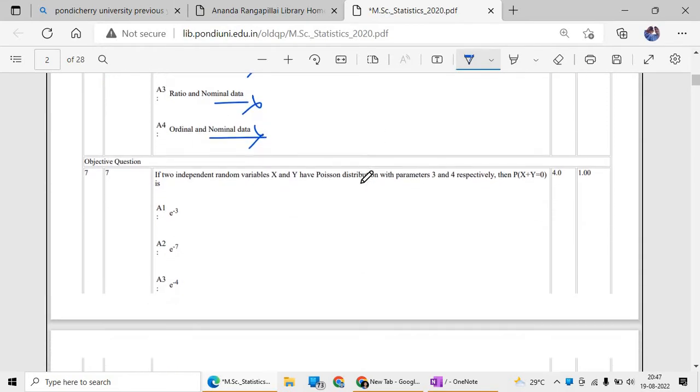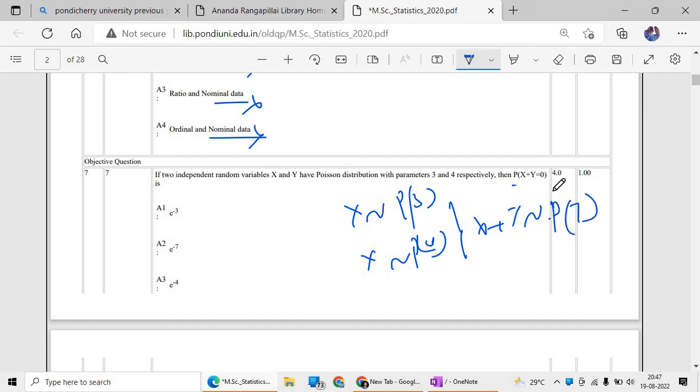So if the two random variables x and y have Poisson distributions with parameters 3 and 4 respectively, x following Poisson 3 and y following Poisson 4, then x plus y follows Poisson 3 plus 4, that is 7. Then what is the probability that x plus y equals 0? If x is 0, then e power minus lambda, lambda power x, by x factorial. So here lambda is 7, x is 0. 0 factorial is 1, 7 power 0 is 1. So e power minus 7. Okay.